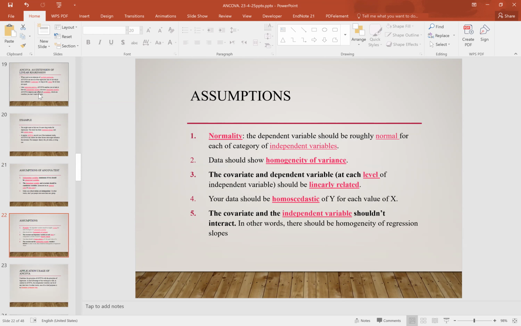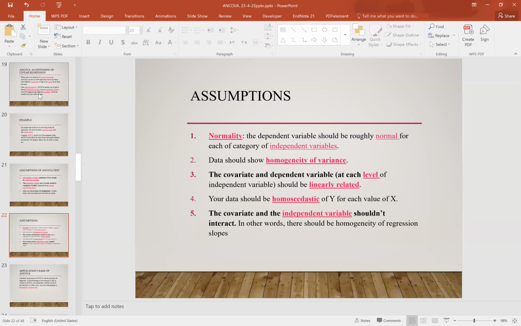First, in normality, the dependent variable should be roughly normal for each category of the independent variable. Data should show homogeneity of variance. The covariate and dependent variable at each level of the independent variable should be linearly related. Your data should show homoscedasticity of y for each value of x.